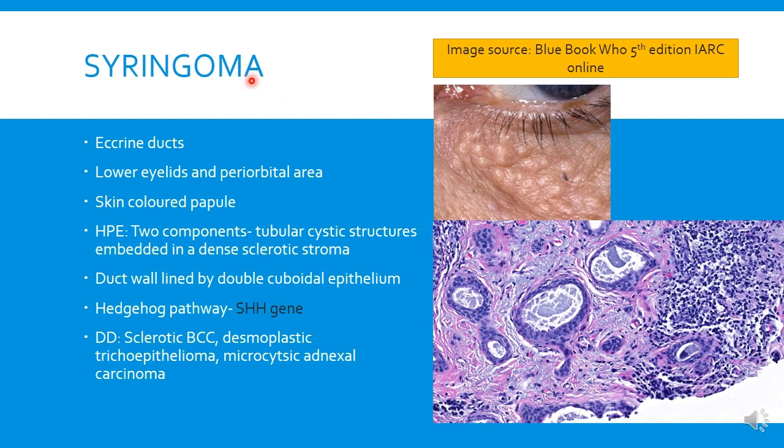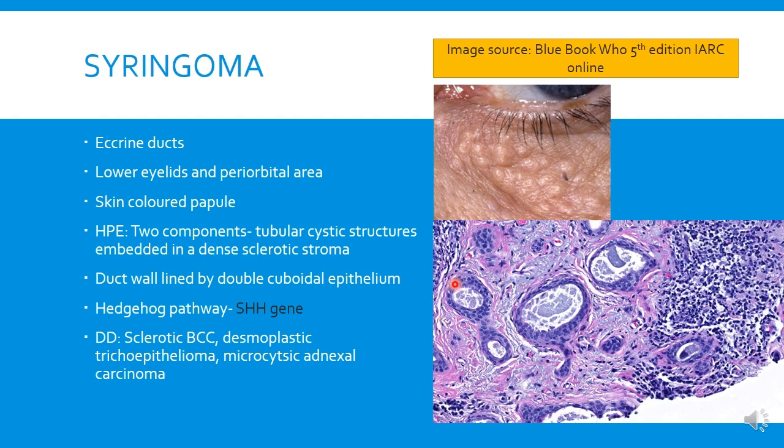Another benign tumor is syringoma. Syringoma is a tumor of eccrine ducts. It more commonly presents in the lower eyelids and periorbital area. There are basically multiple skin-colored papules. Histopathologically, you will have two components: tubular cystic structures embedded in a dense sclerotic stroma.